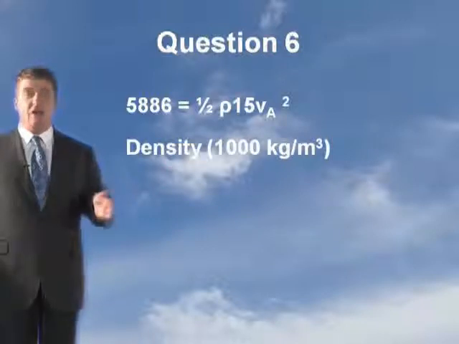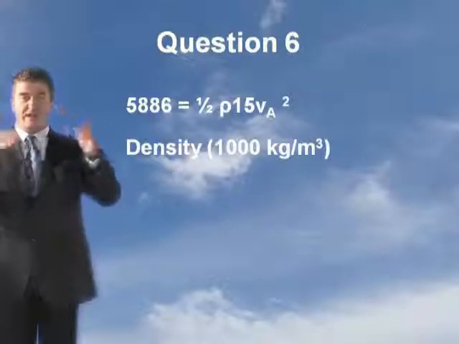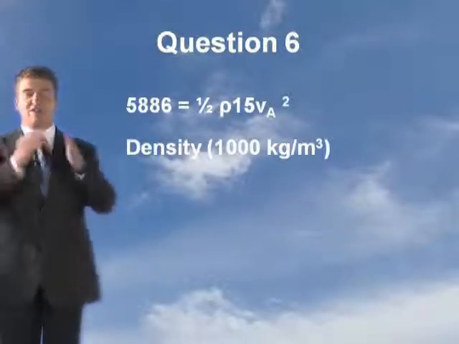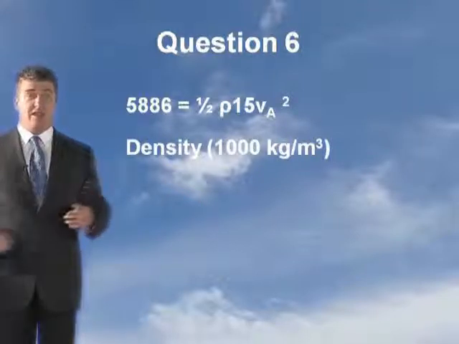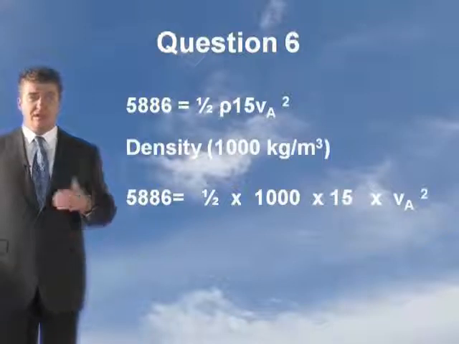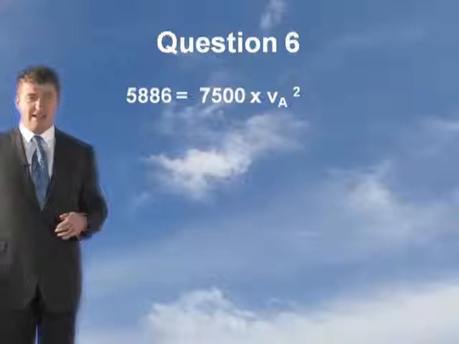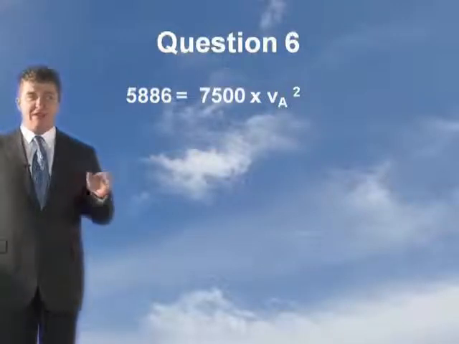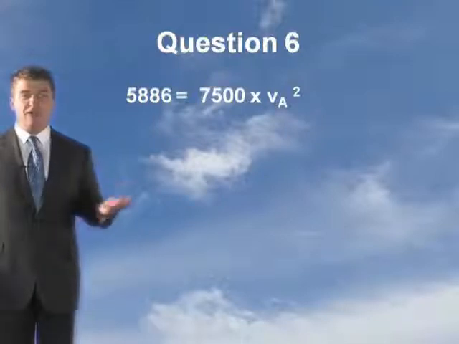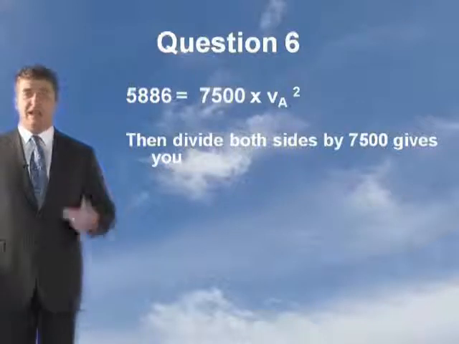5886 equals half rho 15 VA squared. Now you've got one answer equals 5886. What you've got to do now is get rid of everything attached to the velocity. Everything. So, substituting the density gives you 1,000. Yeah, you've got your 15, so multiply it out gives you 5886 equals 7,500 times VA squared. How do you get rid of the 7,500? Well, you divide both sides by 7,500. Gives you this.